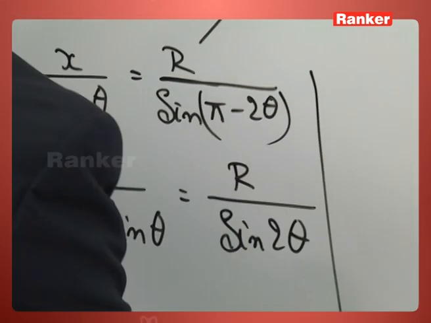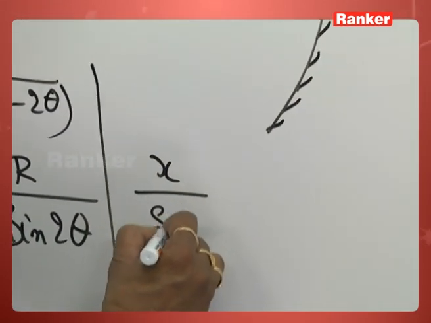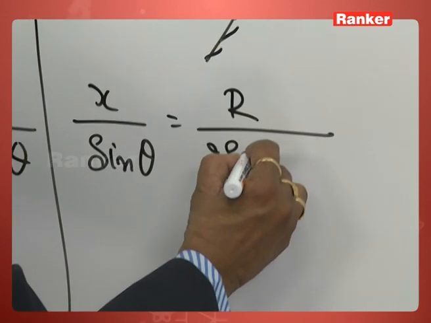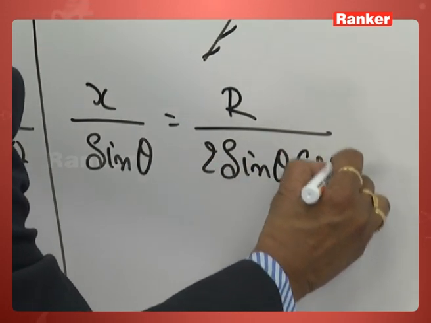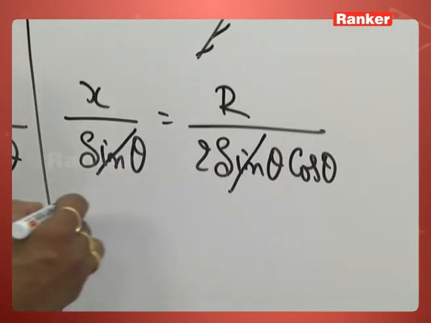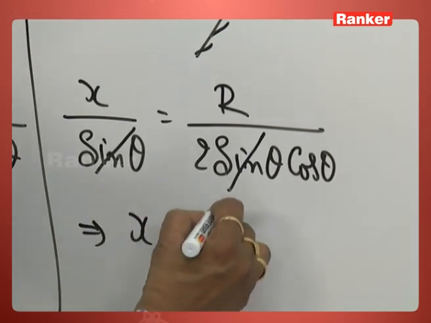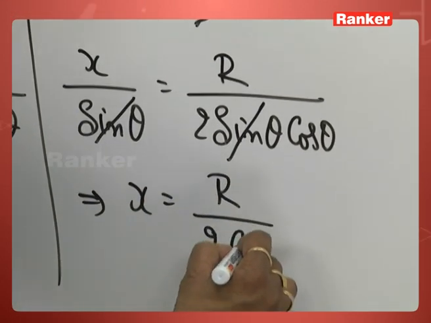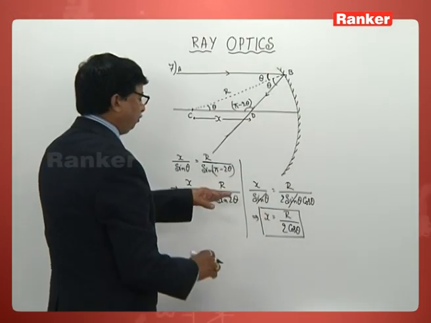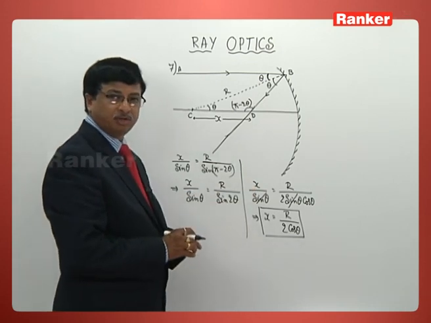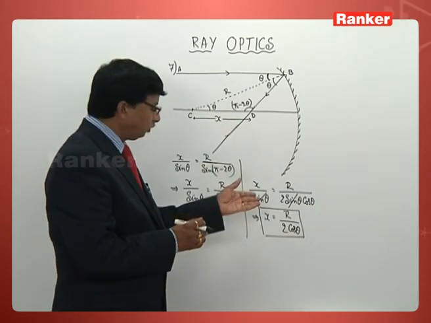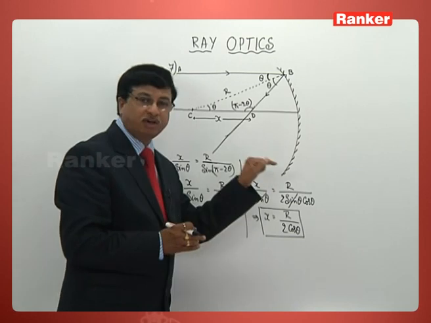So what can we write now? x by sine theta is equal to r by 2 sine theta cos theta. That is the value. Out of that, sine theta gets cancelled. Then what is now left over? x must be r by 2 cos theta. That is the relation between r and x that we are getting. If you consider this, x is equal to r by 2 cos theta, that is what he is asking: what is x in terms of r.